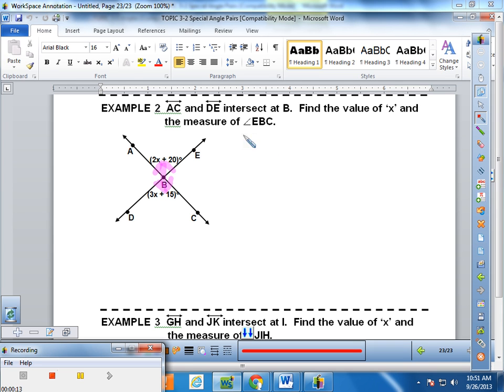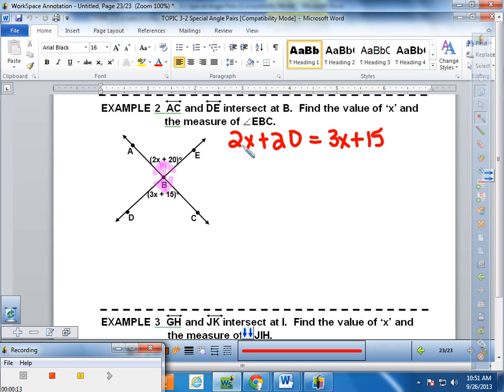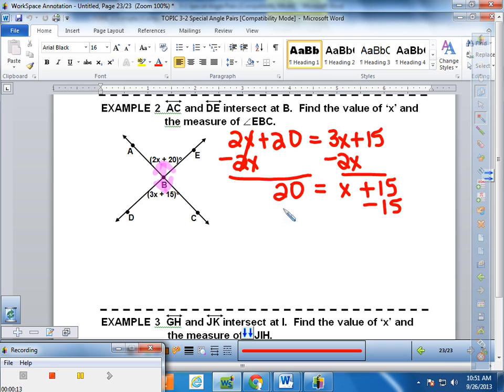So set up your algebra problem this way. 2x plus 20 equals 3x plus 15. Now, solve for x. Alright, we know that x equals 5. Now what I have to do is plug it in.